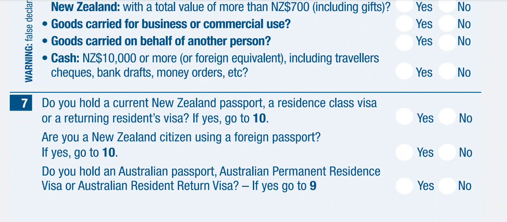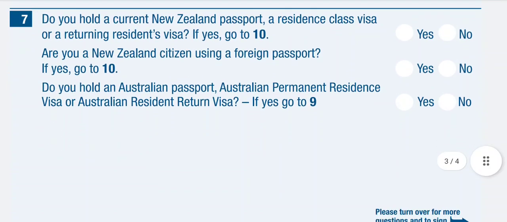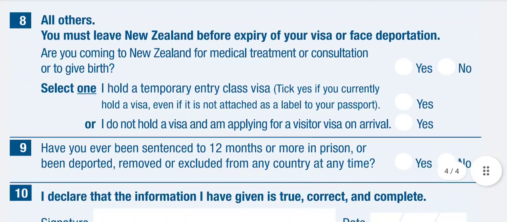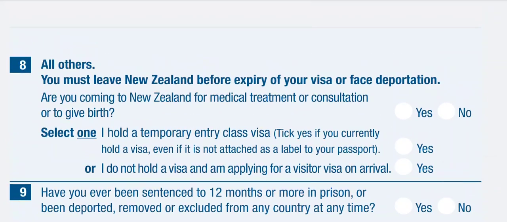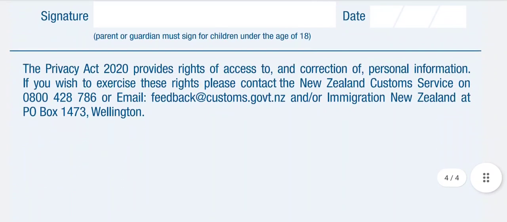Do you hold a New Zealand passport or residence class visa or a resident visa? If yes, go to 10. Are you a New Zealand citizen using a foreign passport? Go to 10. Do you hold an Australian passport? Then go to 9. All others, you must have a visa before you arrive or face deportation. Okay, 9 is about criminality. Have you ever been sentenced to 12 months or more in prison?